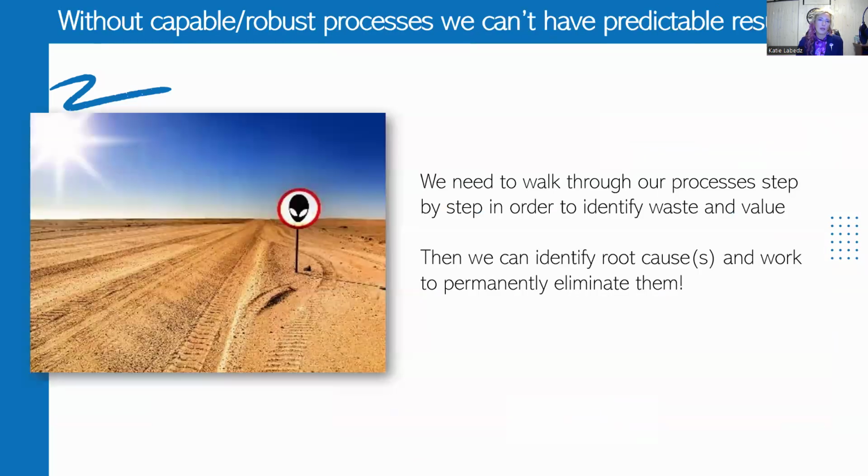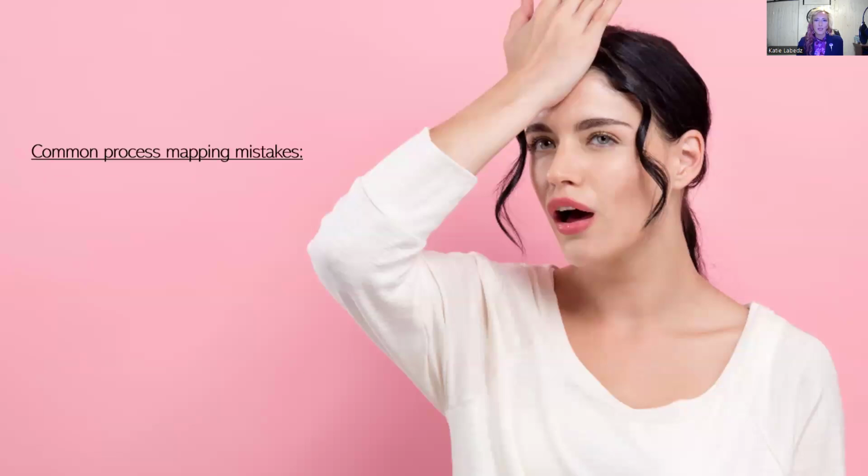Without capable or robust processes, we can't have predictable results. We need to walk through our processes step by step in order to identify waste and value. Then we can identify root cause and work to permanently eliminate that waste. So what are some common mistakes while doing value stream maps?